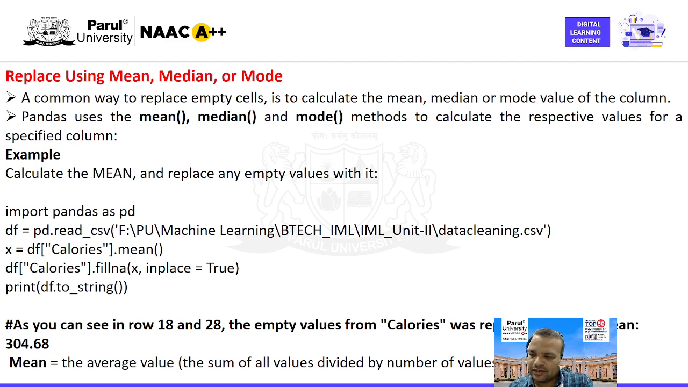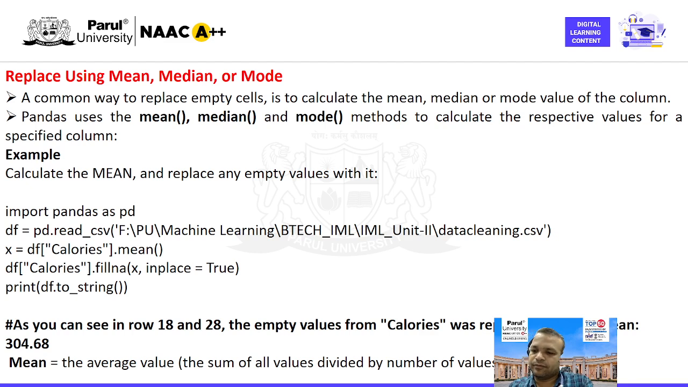Next, x equals df. That means x is a new variable where we perform the mean operation on the calories attribute. Your data frame has one of the columns called calories, where there are some empty cells. In those empty cells we apply the mean function. So first we calculate the mean of that particular column, calories, of your data set.